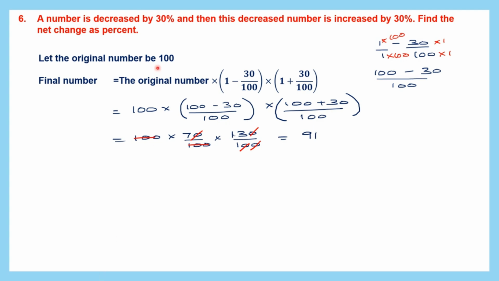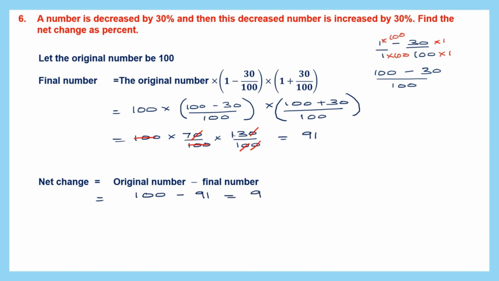So we have the original number 100, then we have the final number, that is 91. That means to find the net change, we say the original number minus the final number. And what is the original number? 100. And what is the final number? 91. So when you minus both, you get the net change, which is 9. So 9 is the net change.